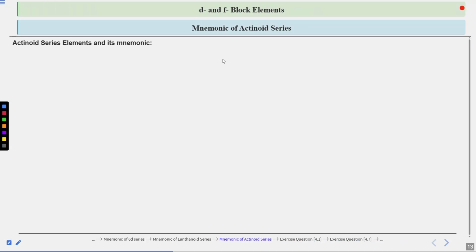Now after the lanthanoid series, we have talked about actinoid. So let's see the mnemonic of actinoid series. Actinoid series elements and its mnemonic. एक था पागल उल्लू, नेपाली उसके पुराने आम कम बिके, उसने कॉफी ऐसी फरमाई मैडम नूडल लाई.